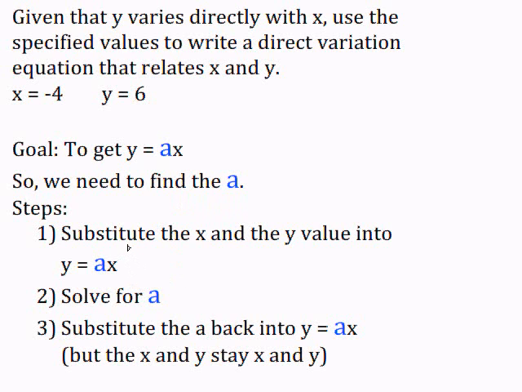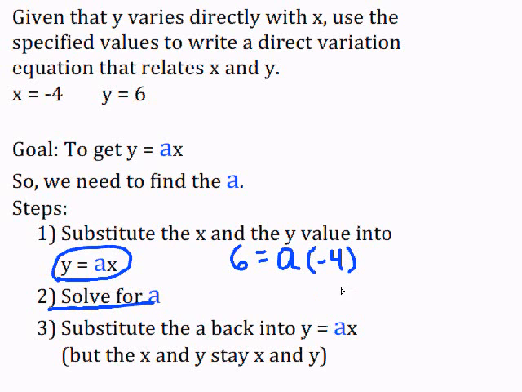Our first step is to substitute the x and y values into our direct variation equation, y is equal to ax. So our y value is 6. Our a value, we don't know a yet, so we're going to write a. And our x value is -4. Our second step, we're going to solve for a. That means we need to get a by itself. Notice it's a times -4, so we can divide both sides by -4.